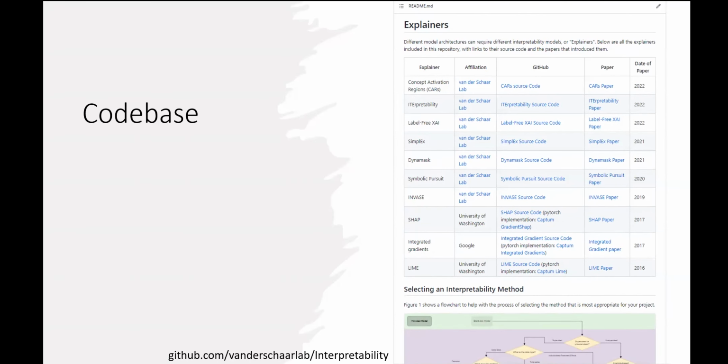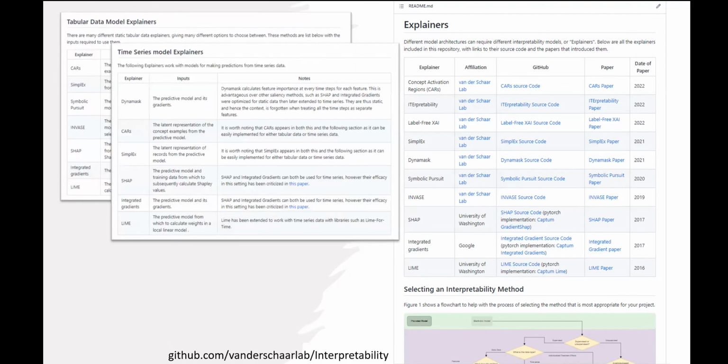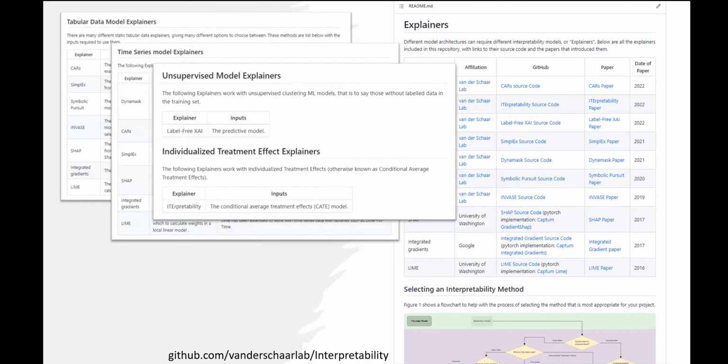At CCAIM, we're developing a suite of different interpretability methods. The images on the screen are from our interpretability GitHub, that aims to gather together all of our methods alongside some key methods from the community and explain when you should use each method, help you understand them and implement them. As I say, we've got many different methods, so we need to cover many different types of interpretability. These are all examples of tabular data explainers. We also have time series and unsupervised methods, and recently a new interpretability method for individualized treatment effects.